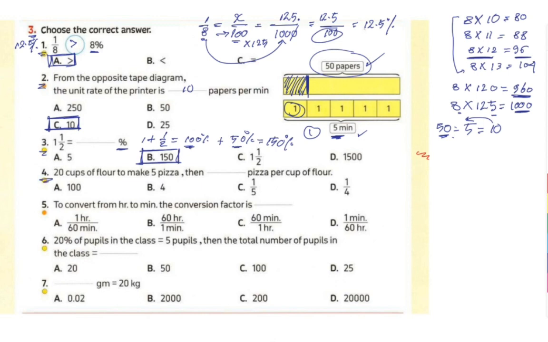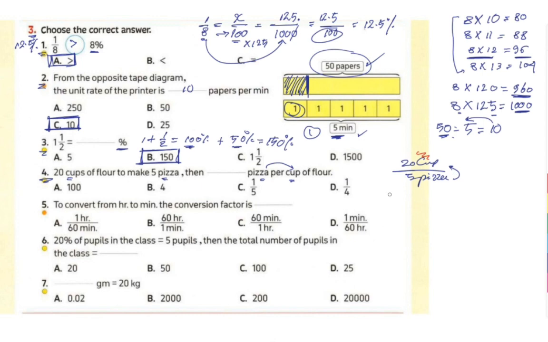Okay, next one. 20 cups of flour to make 5 pizza. So I need 20 cups of flour to make 5 pizza. Then, what pizza per cup of flour? I need you to be careful here. I have cups for pizza. Here pizza for cup. And what's this unit? Here we have 5, 20. So step by step. I have 20 cup per 5 pizza. I need pizza for cup.